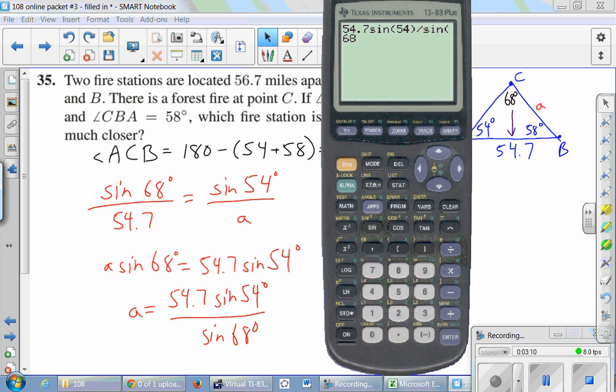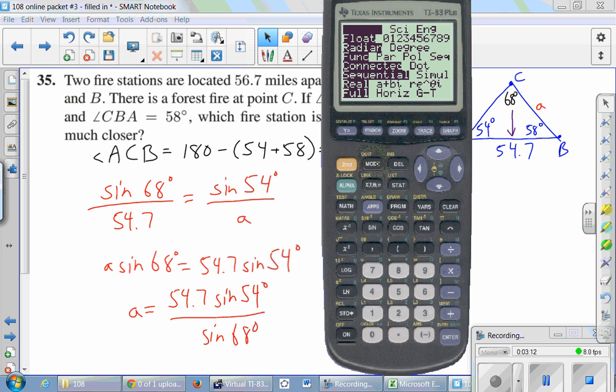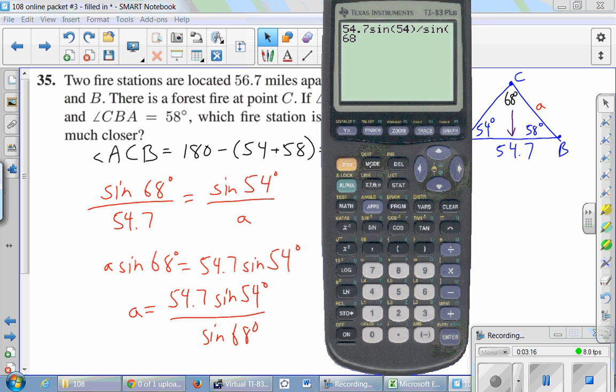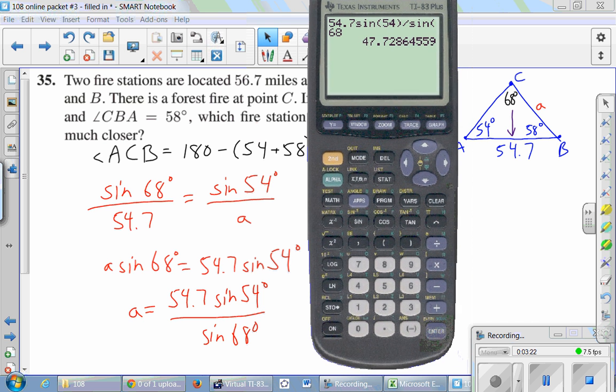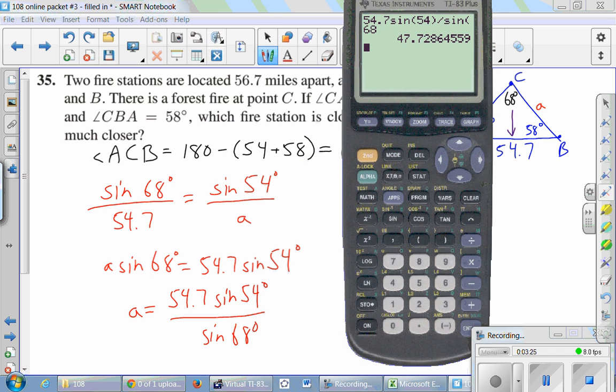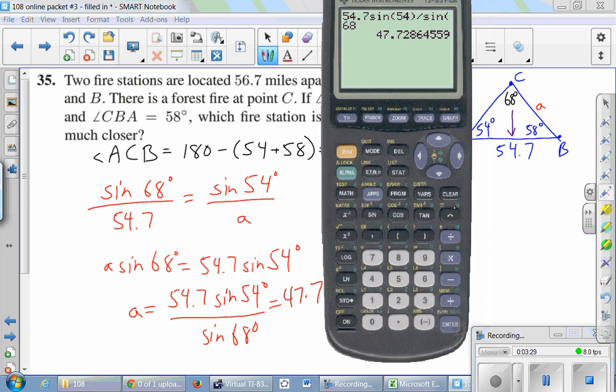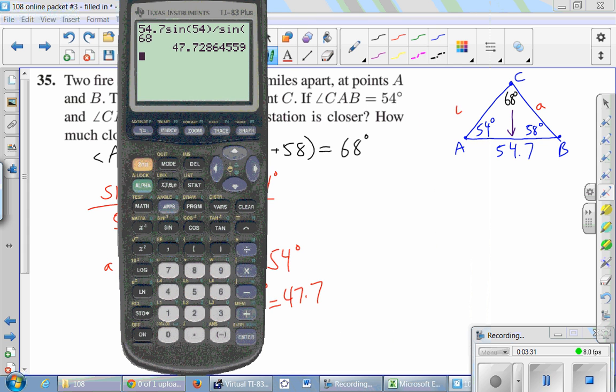Okay, and again, you hit any of those three trig buttons, you make sure you're in the right mode. This is a degree problem. So as long as we've typed that correctly, then we should have our answer for A. So A is about 47.7 miles from the forest fire. So that's over here.